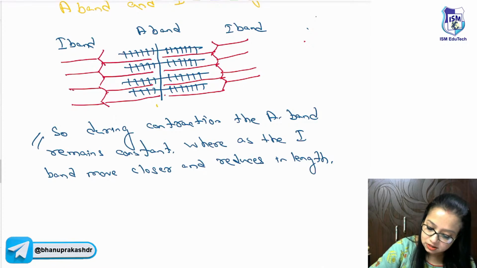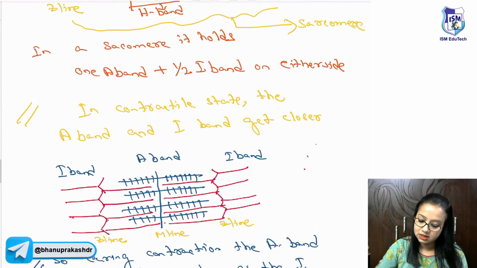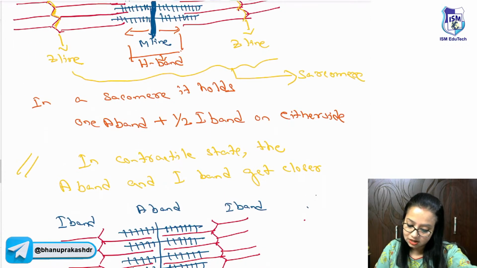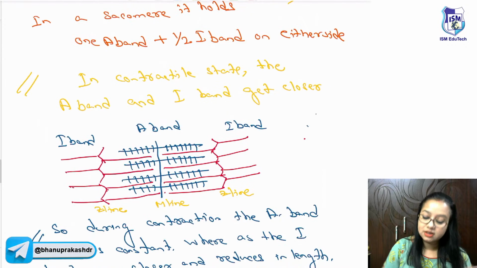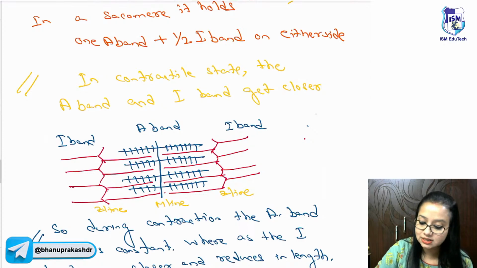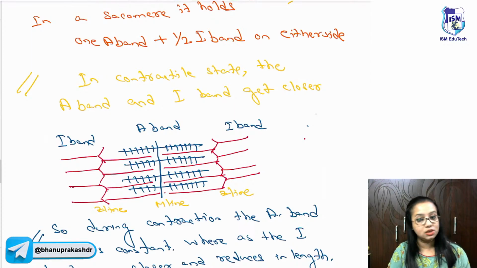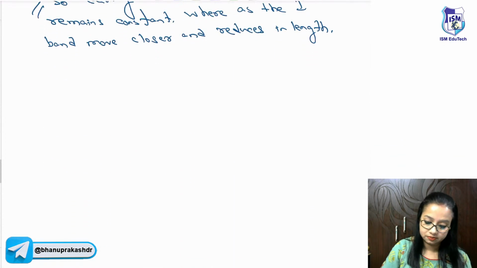See, this is our M line. These are the Z line and Z line. So see, compared to this picture, the length of the A band is the same. It is not changing. What is happening? The I band is getting pulled inside. The I band is coming much closer to the A band. That is the reason why the I band length is getting reduced. Okay. So that means the contractile unit sarcomere is doing its physiological function. Okay. This is our sarcomere.